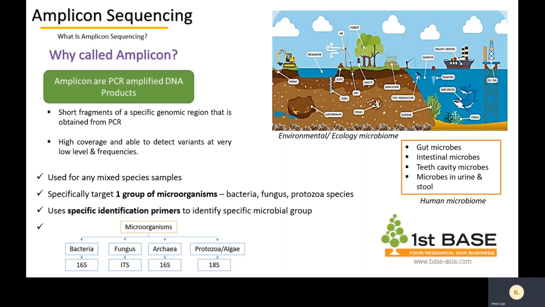Amplicon sequencing can be used for any mixed sample, any mixed species sample, and within that mixed sample you can target one specific microbe group. For example, soil consists of multiple microorganisms, like bacteria and fungus. If your main aim is to target bacteria, then you use a very specific identification region, which is the 16S, to target bacteria.